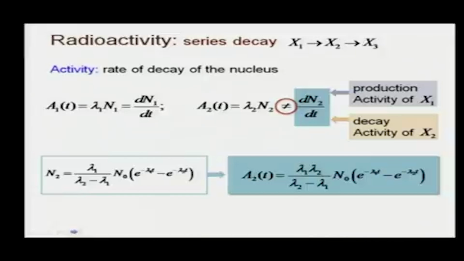So, N2 is equal to lambda 1 over lambda 2 minus lambda 1 times N0 times exponential minus lambda 1 t minus exponential minus lambda 2 t, and from this the activity is lambda 1 lambda 2 by lambda 2 minus lambda 1 times N0 into exponential minus lambda 1 t minus exponential minus lambda 2 t. Okay, with this we will stop today's discussion. We will go on with some other properties of radioactivity in the next lecture.